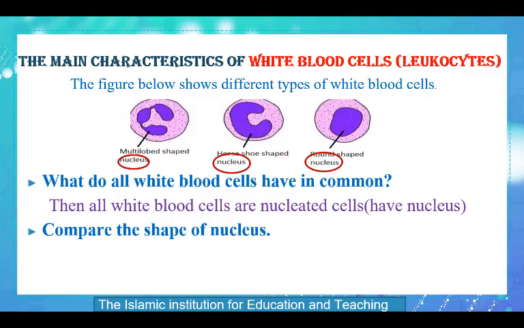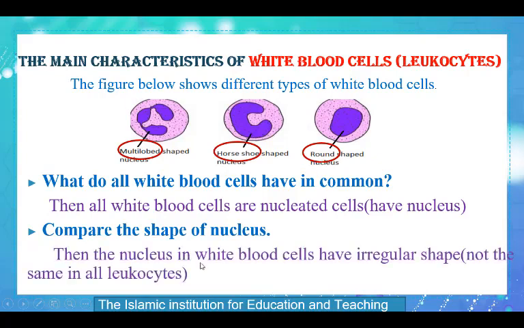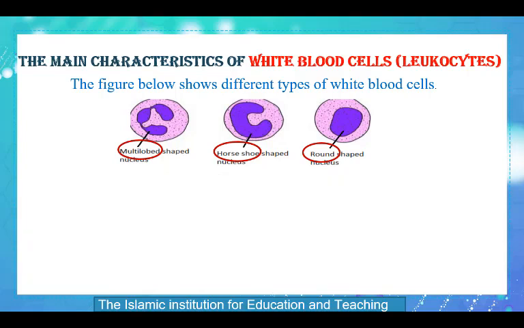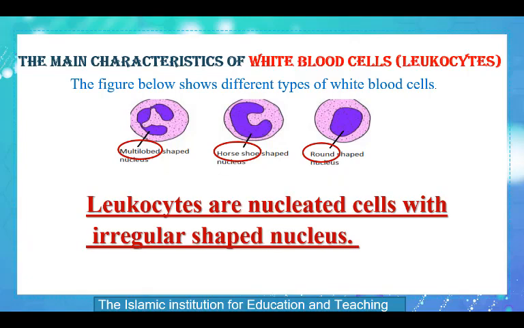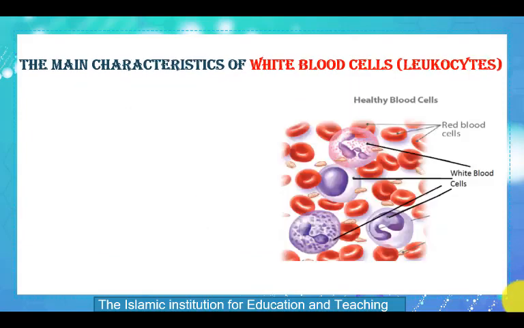Compare the shape of the nucleus. Some have a multi-lobed shape. Others have a horseshoe-shaped nucleus. Others have a rounded nucleus. Then the nucleus in white blood cells has an irregular shape. It means not the same in all leukocytes. The third characteristic then, leukocytes are nucleated cells with irregular shaped nucleus. Then, the fourth characteristic of white blood cells.